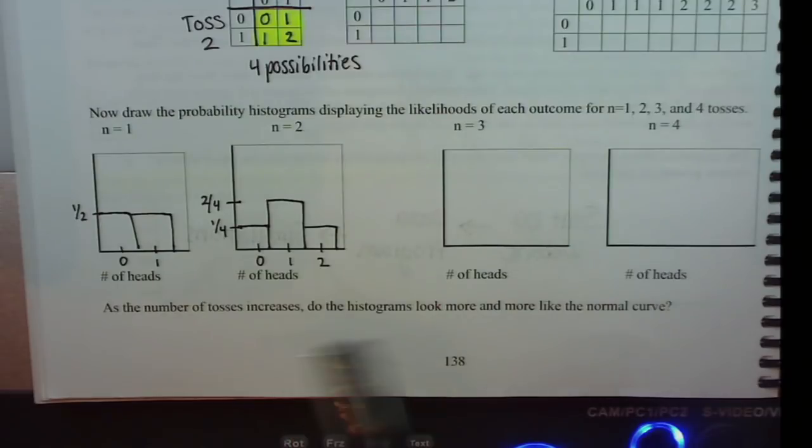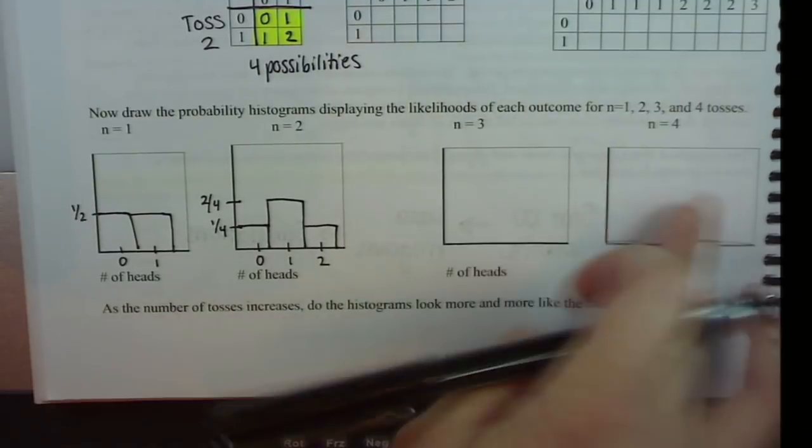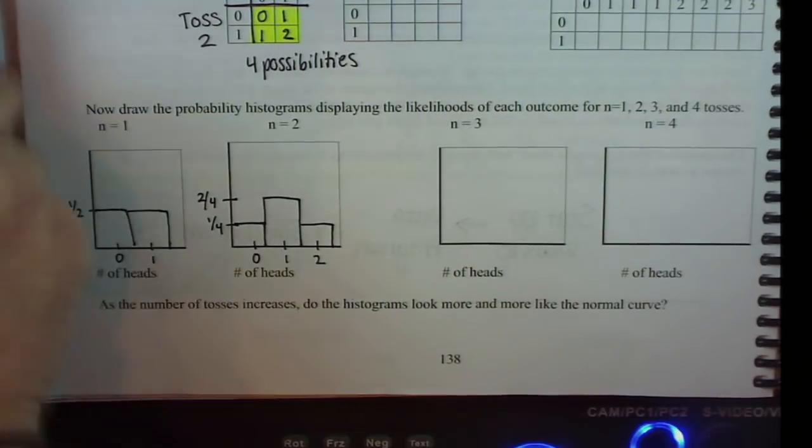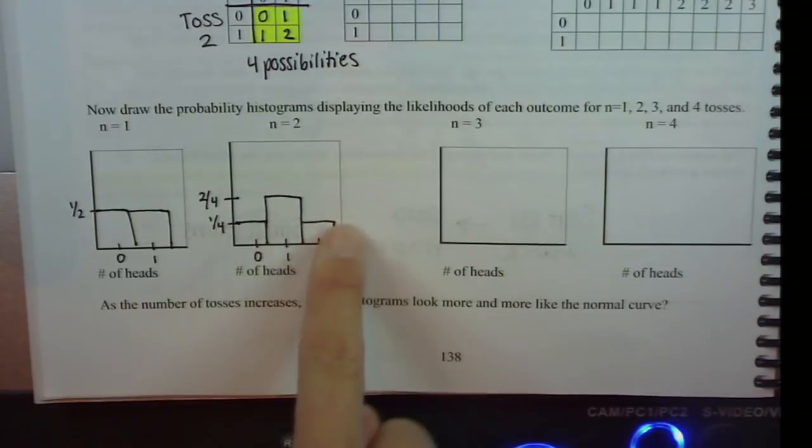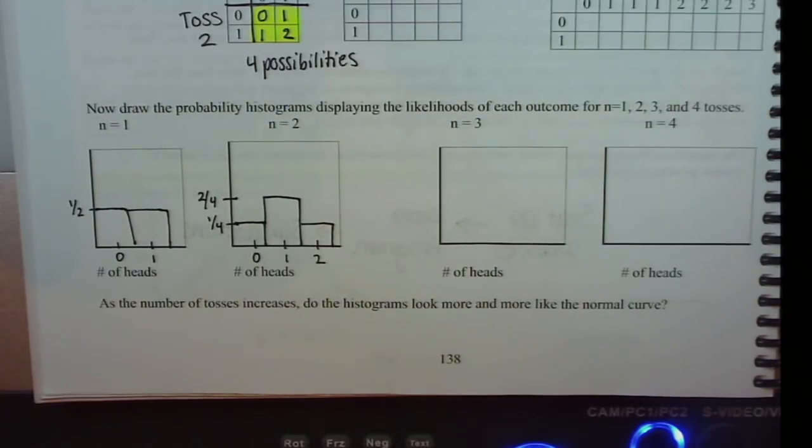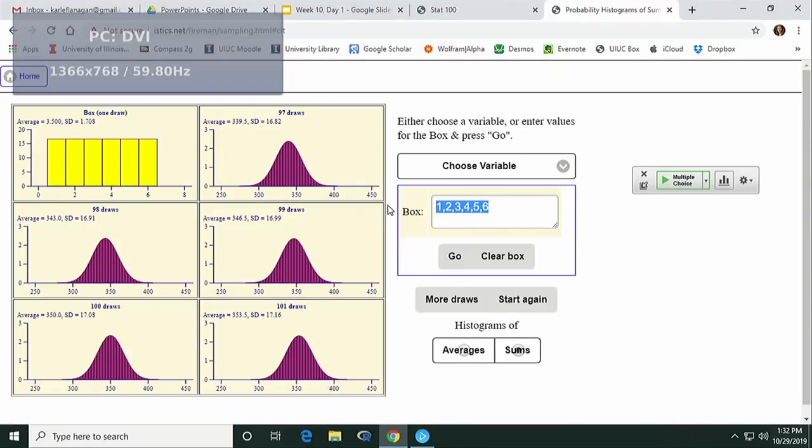So I can see, it says, as the number of tosses increases, do the histograms look more and more like the normal curve? Sure, I could draw for 3 and 4, but it looks like yes, right? This looks more like the normal curve than this. If I go to our data program, we can double check this.